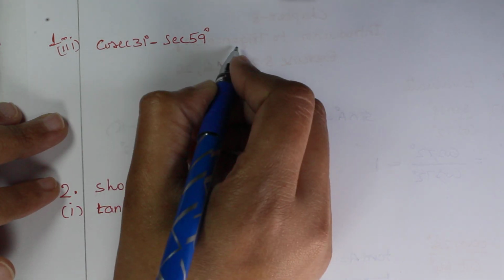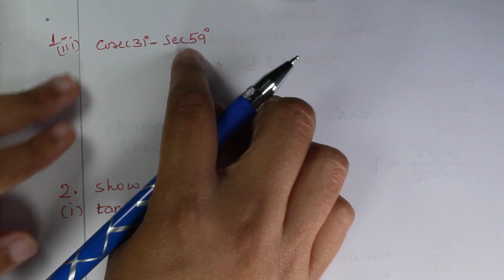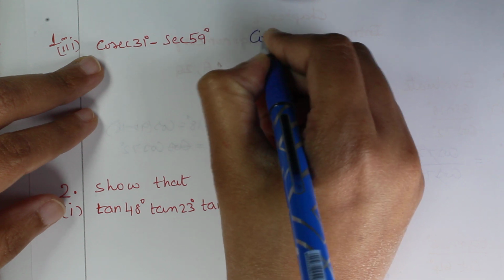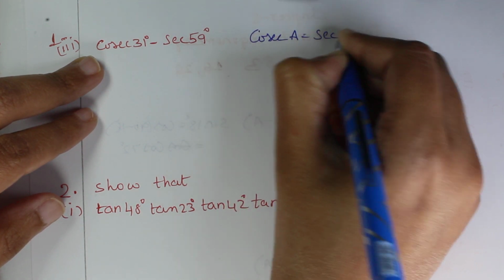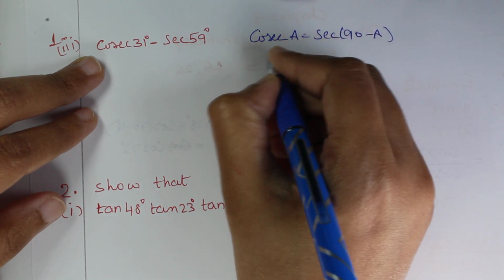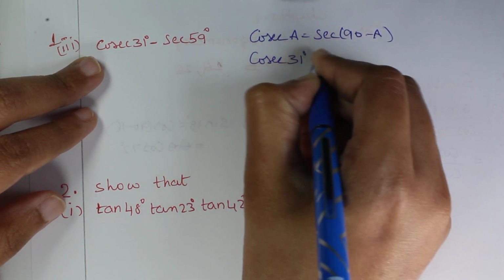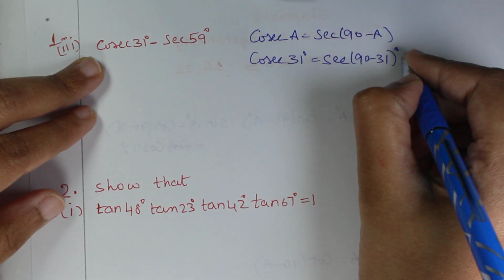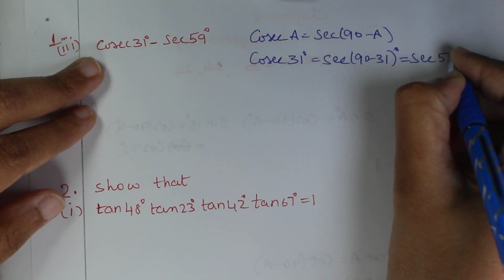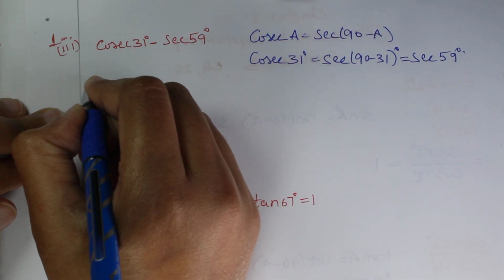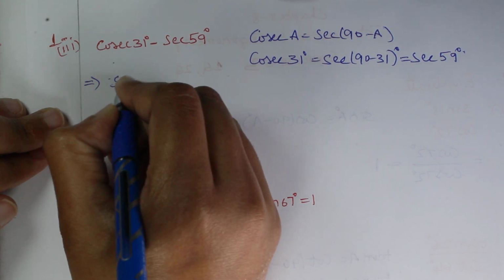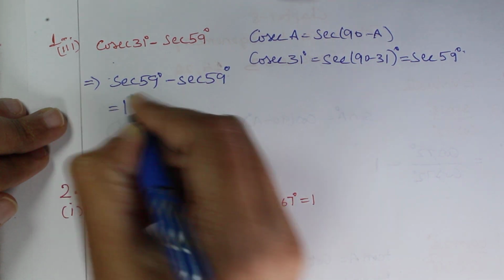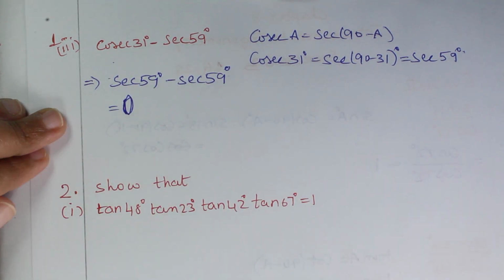Cosecant 31 degrees minus secant 59 degrees. Again we will convert both terms to one trigonometric ratio. That is, we will convert cosecant to secant. We know that cosecant A is equal to secant of 90 minus A. So cosecant 31 degrees becomes secant of 90 minus 31 degrees, that is equal to secant of 59 degrees. So again we will substitute it here. That implies it becomes secant 59 degrees minus secant 59 degrees, that is equal to 0.